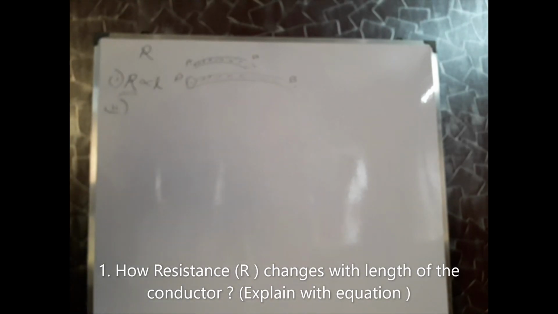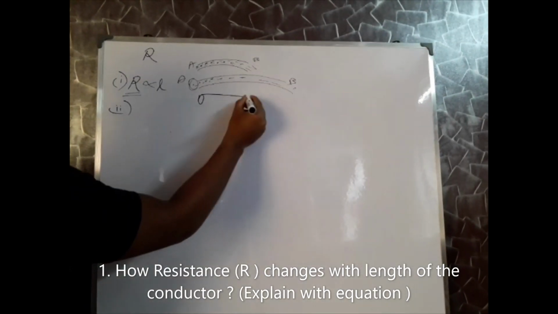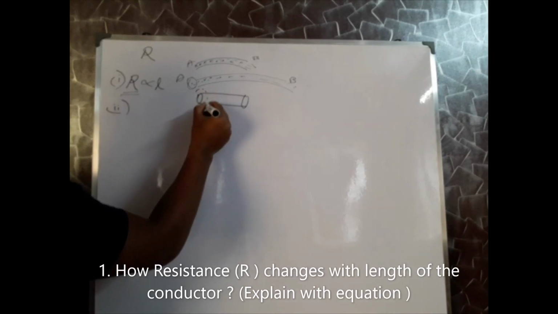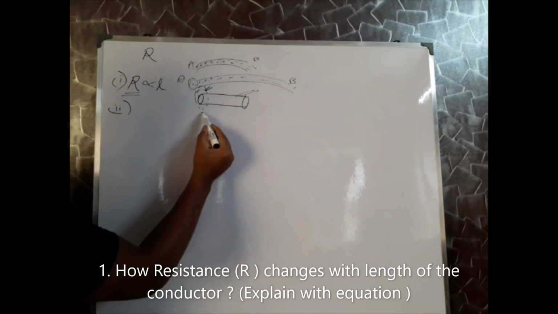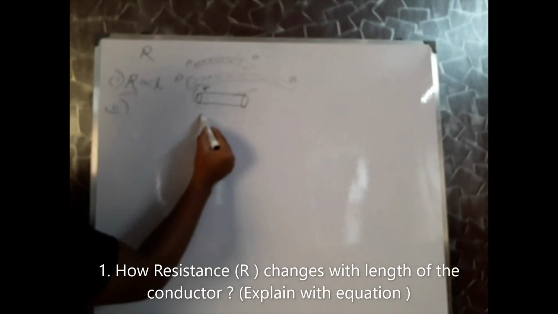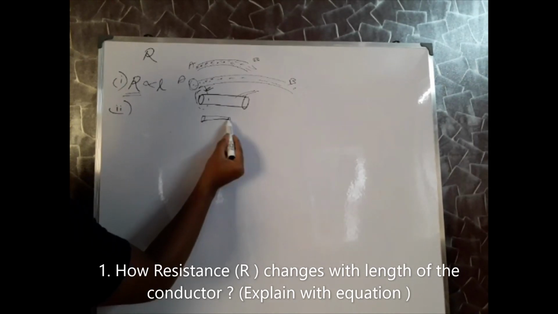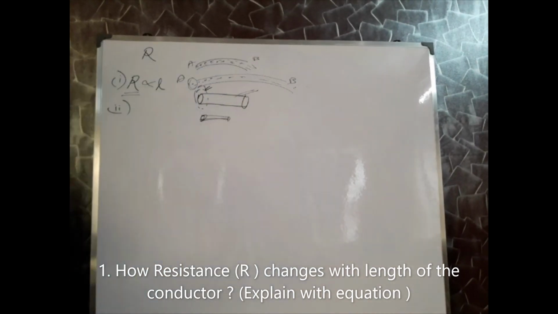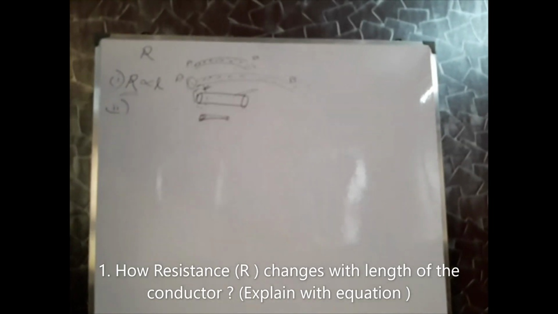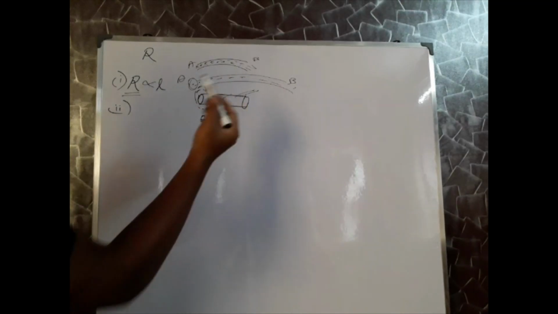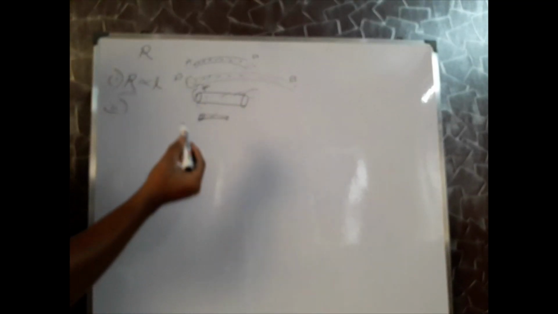is the cross section. Cross section means here it is. This is the cross section. So think about it. This is the water pipe or tube, whatever. This is another one. Okay. So tell me, in which tube does the water flow more? This or this? Obviously this, because the cross section here is larger than the second one.